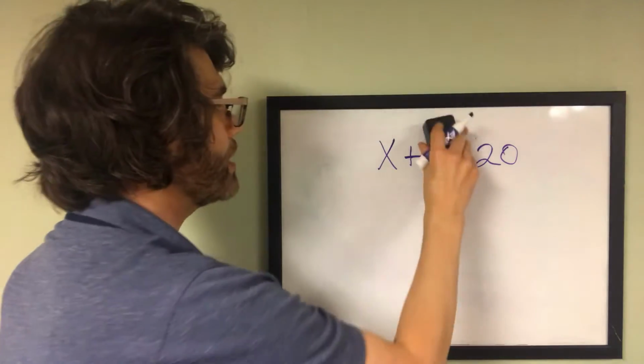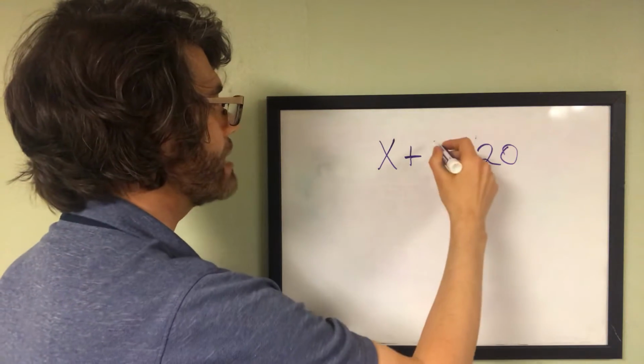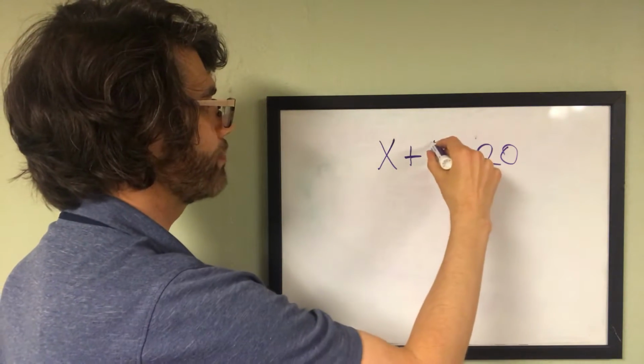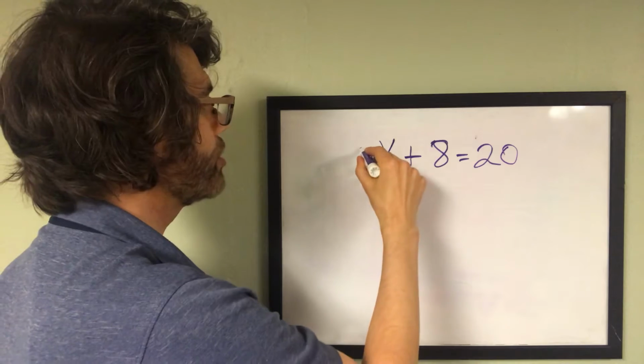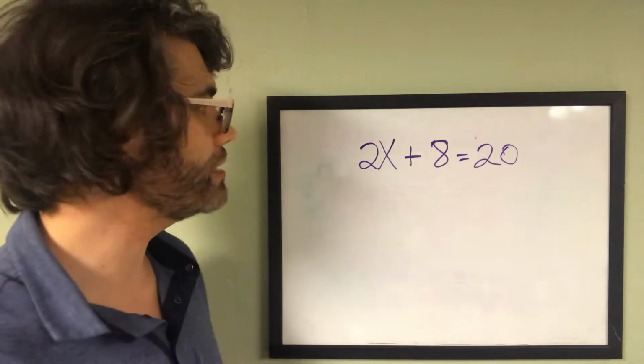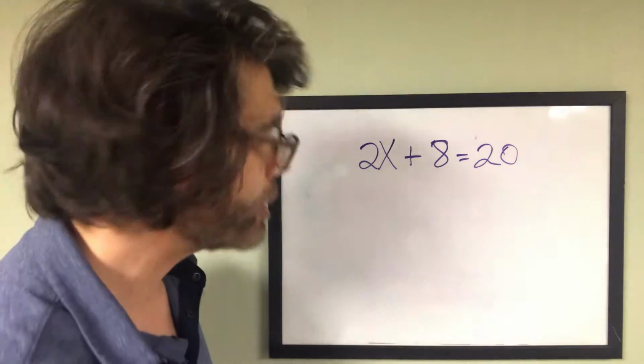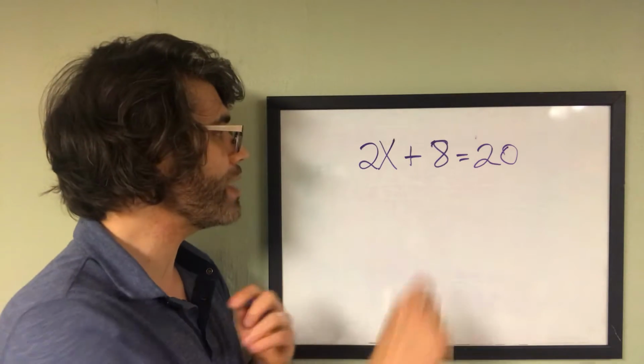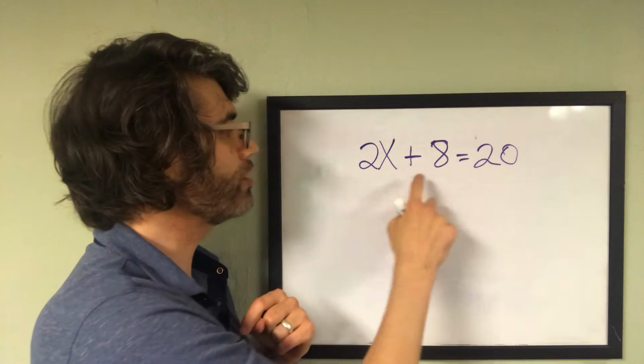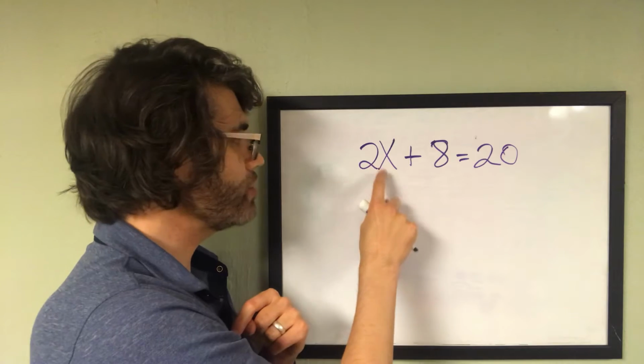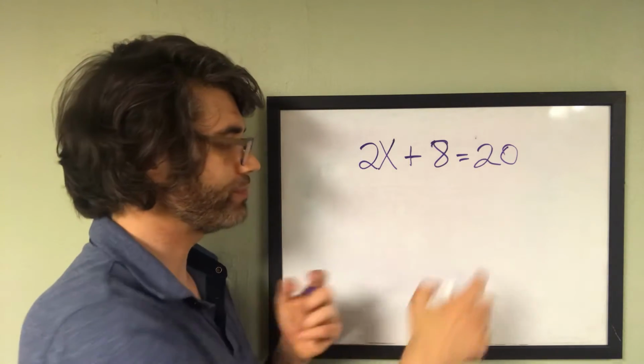So let's pick another number. Let's do 8 here. x plus 8 equals 20. How about this? 2x plus 8 equals 20. So the question is, what do we do first? Do we take away 8 from both sides, or do we divide 2x by 2 and 20 by 2?